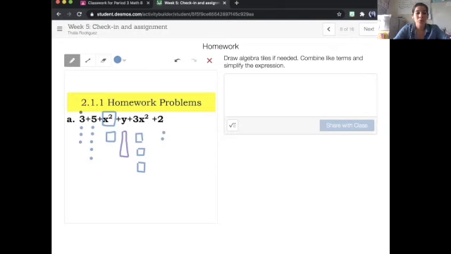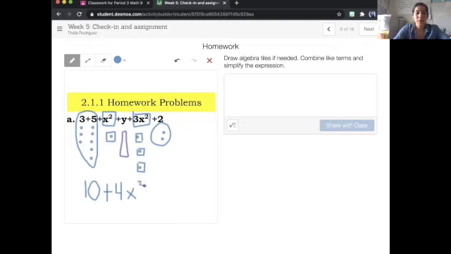So I would do 3 plus 5 plus 2 more. So 3 plus 5 is 8, and then 8 plus 2 is 10. So there's a total of 10. Now I'm going to combine my x squared tiles. So here's 1, 2, 3, and 4. So plus 4.